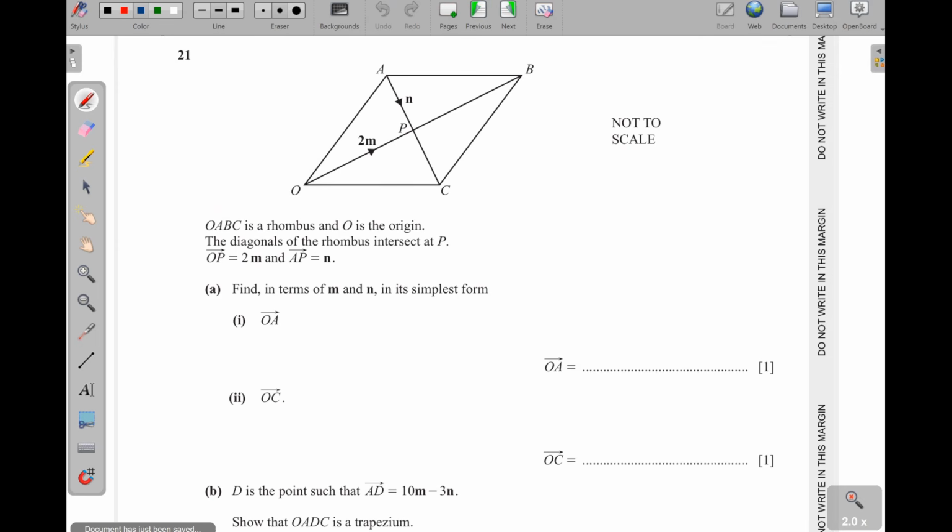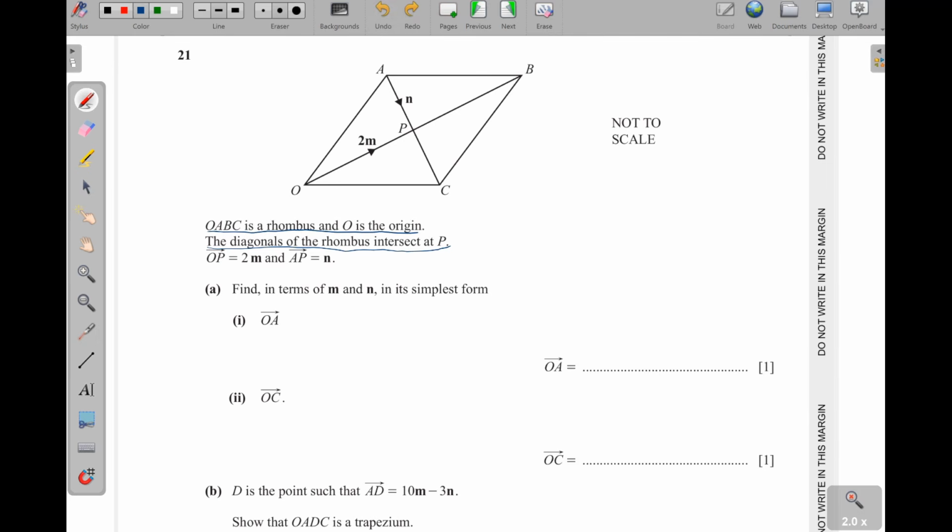Question 21 is coming from vectors. OABC is a rhombus, all sides are equal, okay? And O is the origin. The diagonals of the rhombus intersect at P. OP is 2m, AP is n. Find in terms of m and n in the simplest form, OA.